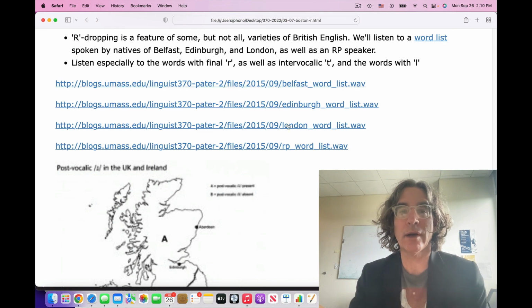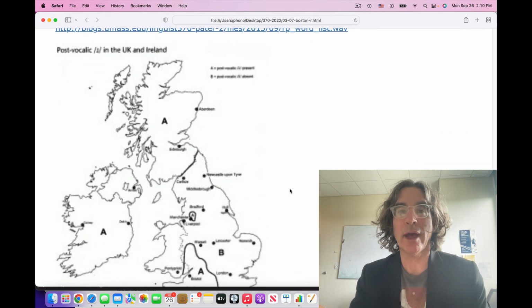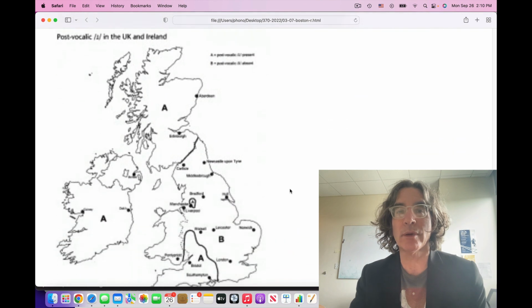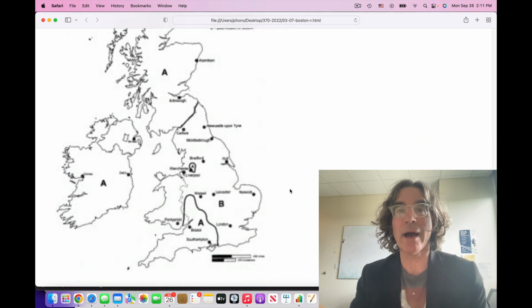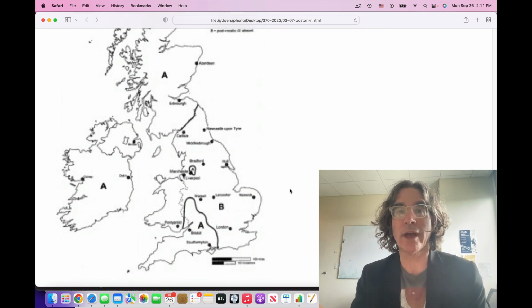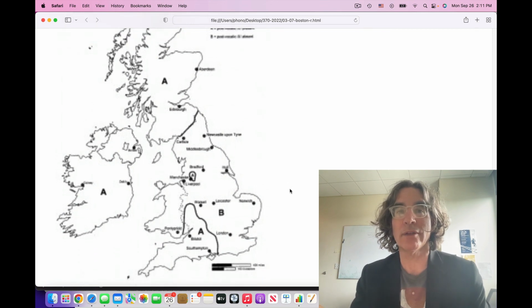And also, I'd like you to comment on how what you found out here and elsewhere in the course relates to this map, which is showing the distribution of postvocalic R in varieties of UK English.